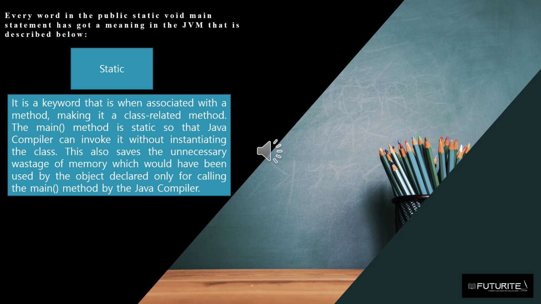Also, whenever you create an object for the class, a memory space is created, which is used by the object in order to perform the specified job. So whenever you declare a method as static, you are not creating an object of the class, which means you are saving memory.